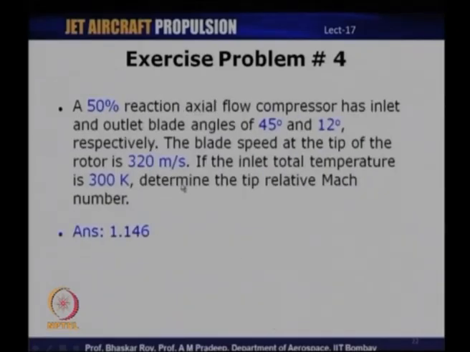Exercise problem number 4 is a 50% reaction axial flow compressor that has inlet and outlet blade angles of 45 degrees and 12 degrees respectively. The blade speed at the tip of the rotor is 320 meters per second. If the inlet total temperature is 300 Kelvin, determine the tip relative Mach number. So, in this case the tip relative Mach number is 1.146.